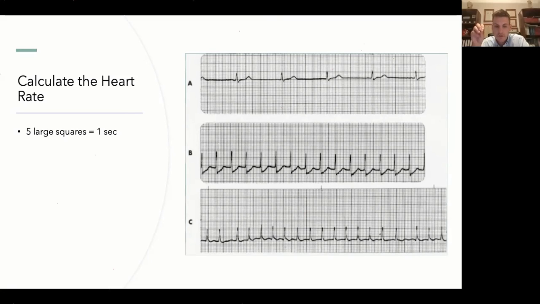Are you there? It is irregular. So this means that we cannot use the 300 rule in order to calculate the heart rate. Is that correct? It's correct. Okay. So what do we need to see?